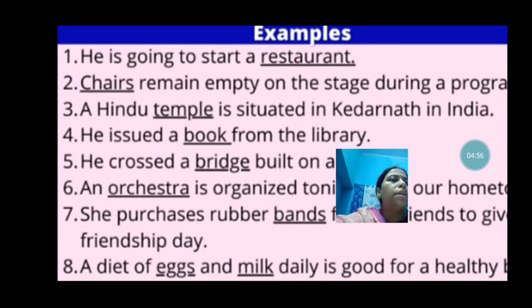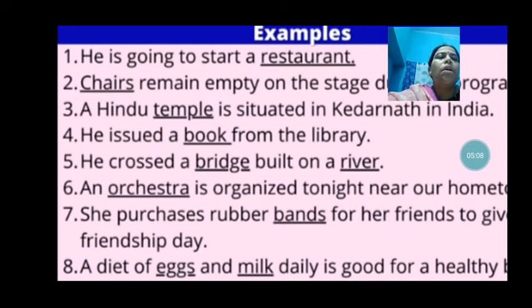A Hindu temple is situated in Kedarnath in India. So here temple, countable noun. He issued a book from the library. So here a book, countable noun. Then he crossed a bridge built on a river. So bridge, river, both are countable.